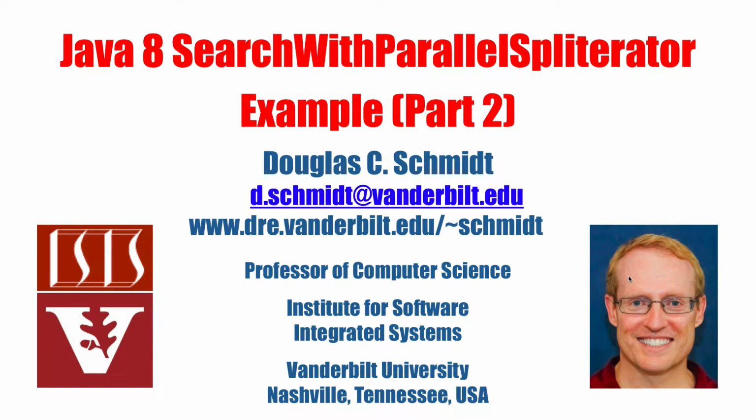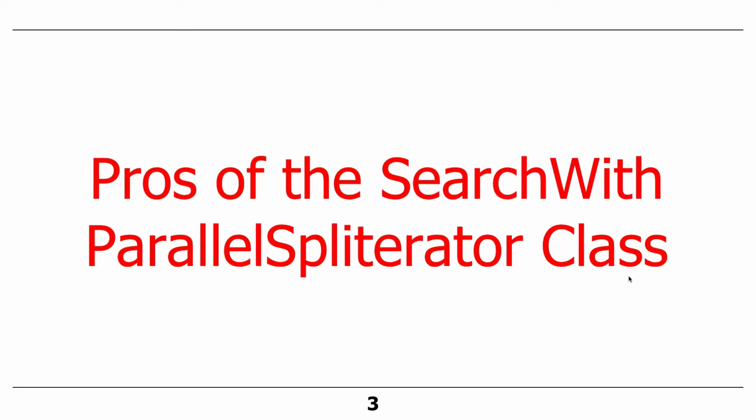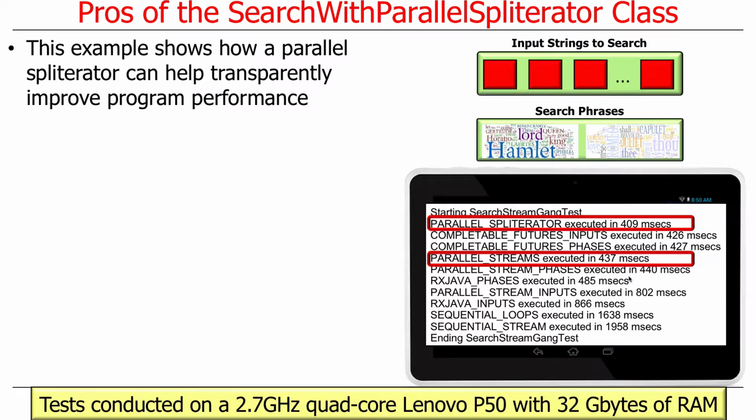So for the final part of this example, we will talk about evaluating the pros and cons of what we've just done. Now that you've seen how it works, we'll talk about whether this was worth it in terms of the effort required to add yet another degree of parallelism. So what are the good things? Well, as we'll see, we can improve program performance relatively transparently to some parts of the program. And in particular, you can see that this ParallelSpliterator version performed very well.